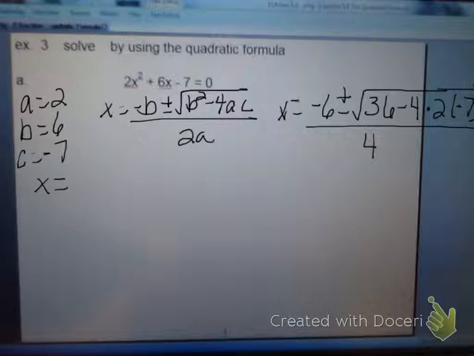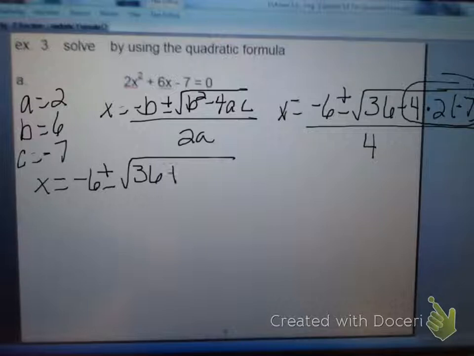So x is equal to negative 6 plus or minus 36. Now right here, go back here and multiply, circle. That's negative 4 times 2 times negative 8. Well, that's a negative times a negative, and a negative times a negative is a positive, so I know it's going to be positive. 4 times 2 is 8, 8 times 7 is 56, all over 4.